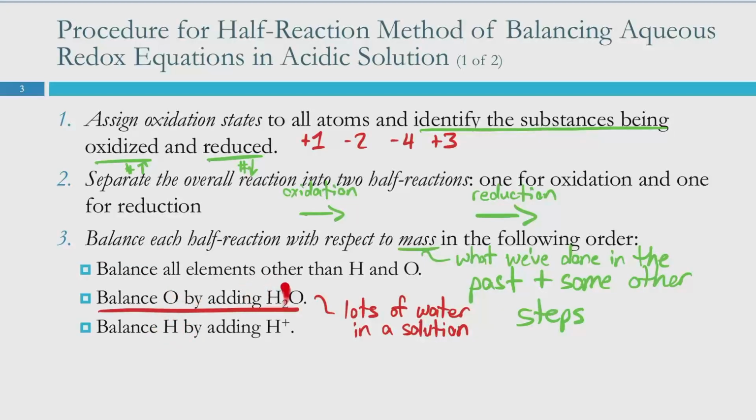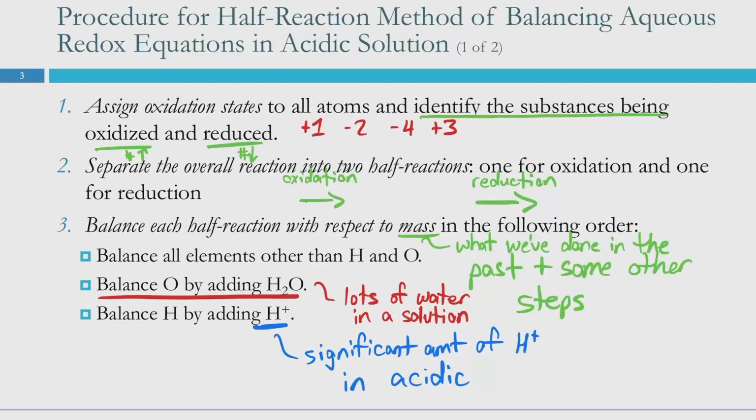And then when we balance it by adding H2O, chances are we're going to upset our balance of hydrogen. We can balance our hydrogen by adding H+. There's going to be significant amounts of H+ in acidic solution. An acidic solution means that we have extra H+ floating around as opposed to OH-, which would be base.